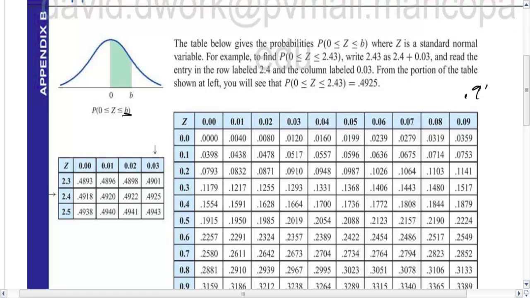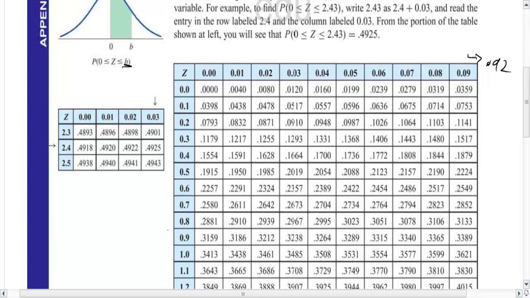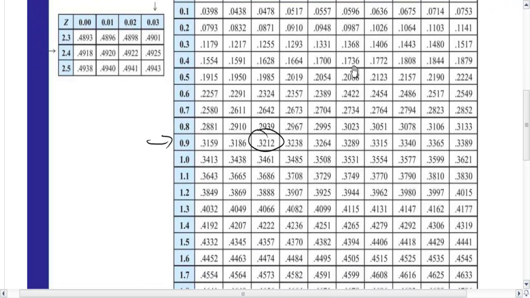So 0.918. Now notice the level of accuracy. This column goes to tenths place. This column here goes to hundredths place. So for this class, we'll just round it, and that'll probably get us close enough. So we'll just call it 0.92. So let's find 0.92. So as we go down, here's 0.9. We're going to go across to get to the 2. So we're looking at this value right there. 0.3212.